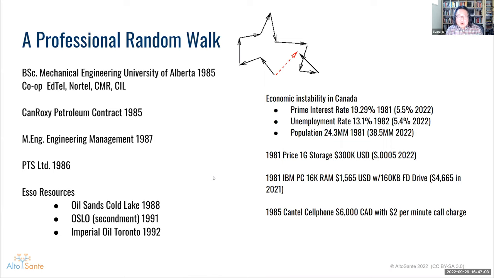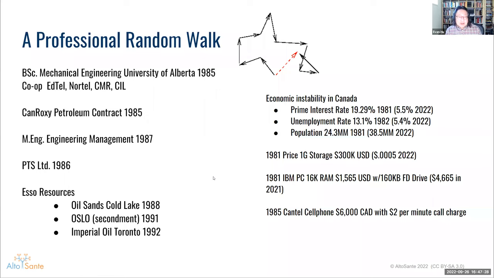But the new owners came in and bought the place and fired us all, essentially putting their own management team in. So I joined Esso Resources in Calgary. Again, not because I was an engineer, but because I was an engineer that actually had computing skills. And they sent me off to Cold Lake to work on this crazy thing called oil sands back in the day, or heavy oil or tar sands, whatever you want to call it today.